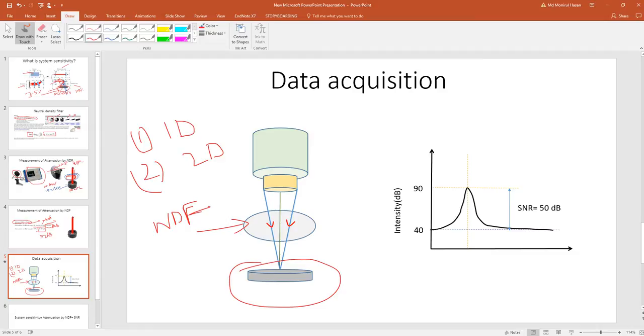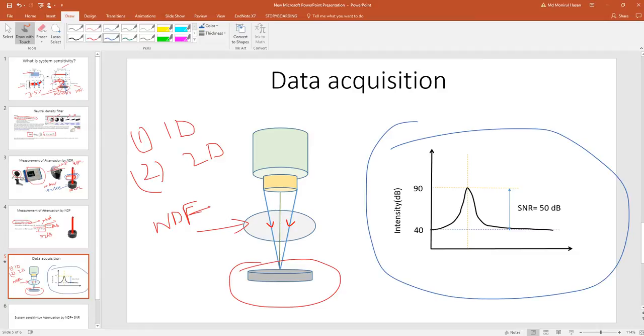Now the data processing. The data processing is also pretty simple: you make the depth profile. Say this is the depth profile of your data. On the x-axis is the pixel number. Normally, how many pixels you have. If you have 512 pixels, here it will be 512. And the y-axis is the intensity in dB.